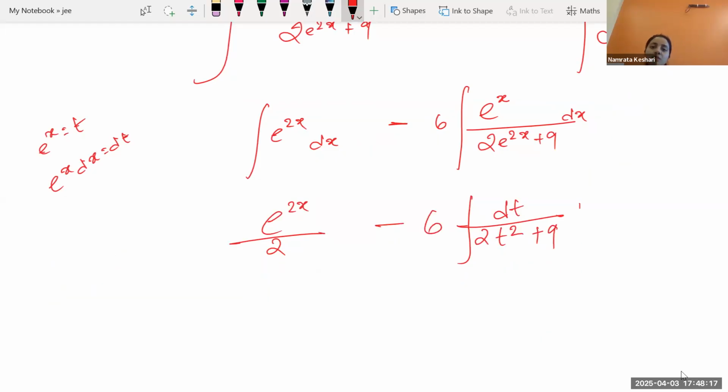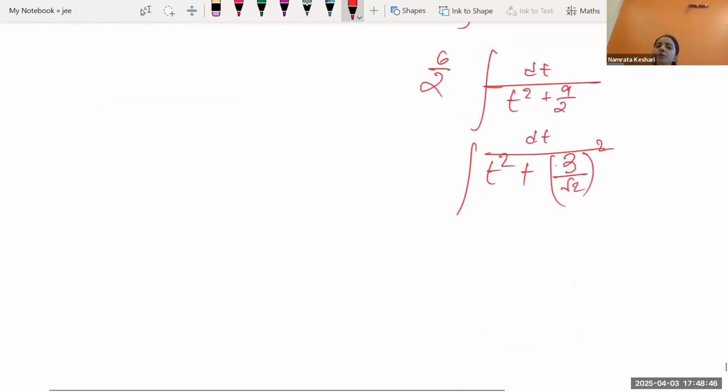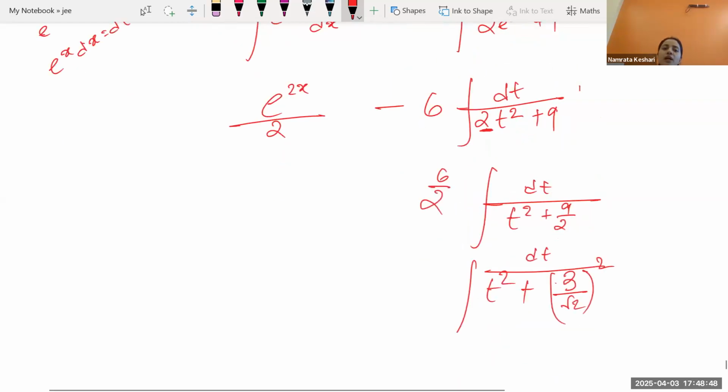Any confusion? Now from here, okay, x square plus a square format, if we are trying to generate the tan inverse formula, we can take out 2 common. So 6 by 2, we can write this is nothing but t square plus 9 by 2, which can be written as 3 by root 2 whole square, right? So you will be able to continue from here. Any confusion?